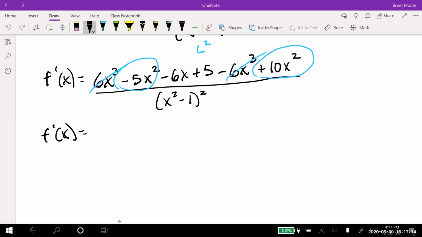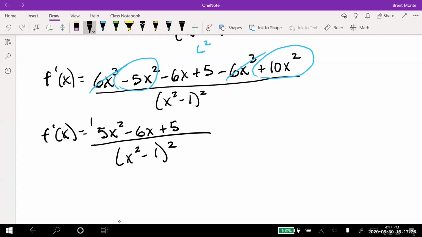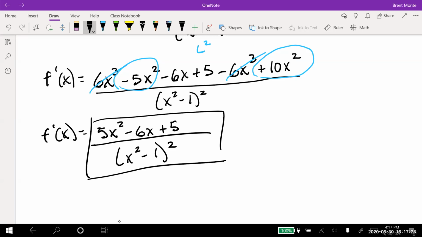So the minus 5x squared plus 10x squared is plus 5x squared. And then I still have the minus 6x plus 5. That's the end of the numerator. And on the bottom, it's just x squared minus 1 squared. And that is my derivative.